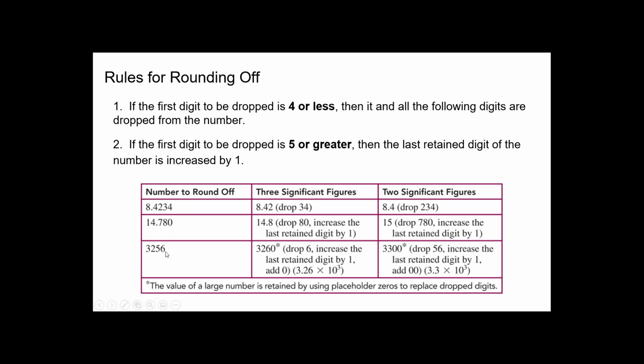Next one, 3256. We want 3 sig figs. 1, 2, 3. We're going to keep up to 5, but 6 is greater than 5, so we're going to add a 1 and then put a 0 here. We're going to put a 0 here because it's a placeholder. By the time we're done, we'll have 3,260, not 326 if we were to drop the 0.